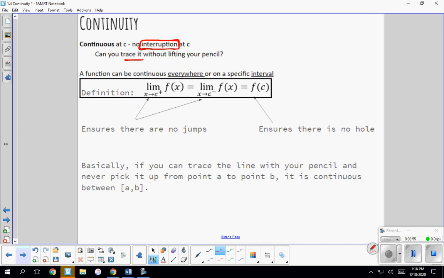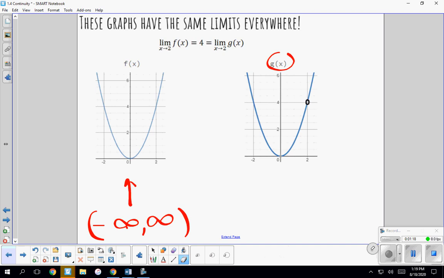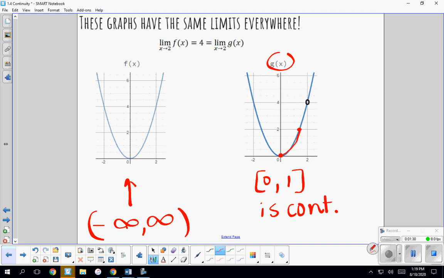We can say a function is continuous everywhere or on a specific interval. If we look back here, this guy is continuous everywhere, meaning from negative infinity to positive infinity. The second one here, g of x, is both continuous and not continuous. It's not continuous right here at 2. But if we were to look at a specific interval, like let's say just from 0 to 1, in the interval 0 to 1, it is continuous. So you have to be very careful that you're specifying your exact interval. If you're looking everywhere, then we would say this is not continuous everywhere because there's a hole at 2.